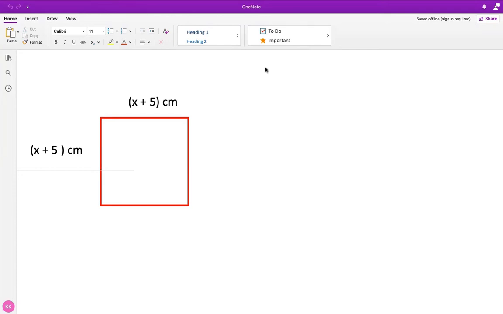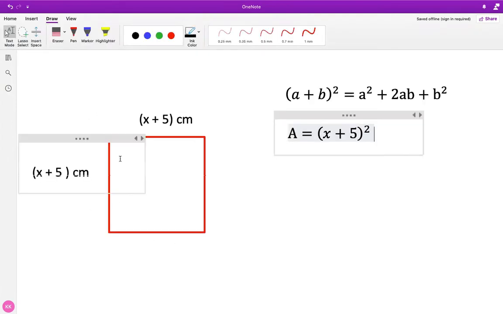In this example, I show you a square, and the length of the square is x plus 5 centimeters. It's a polynomial expression, so I want to figure out the area of this square. So how could I do this? Given that we have the length provided, x plus 5 centimeters, I'm going to square this expression in order to get the area of this square.